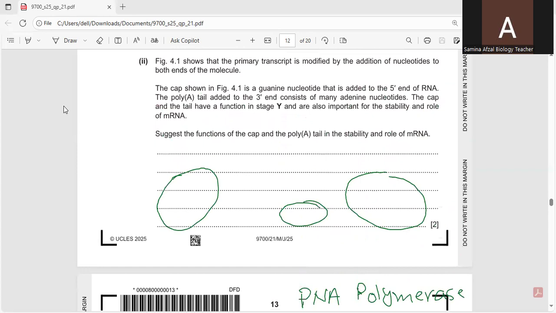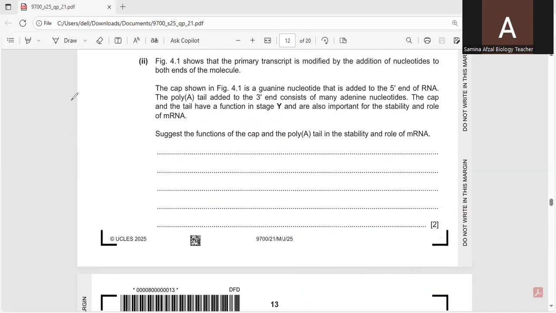Now, moving to part 2 of this question, after the name of the enzyme used for transcription. Figure 4.1 shows the primary transcript is modified by the addition of nucleotides to both ends of the molecule. The cap shown in figure 4.1 is a guanine nucleotide added to the 5' end of the RNA, and the poly A tail added to the 3' end consists of many adenine nucleotides. The cap and the tail have a function in stage Y and are also important for the stability and role of messenger RNA. And you know stage Y is splicing.